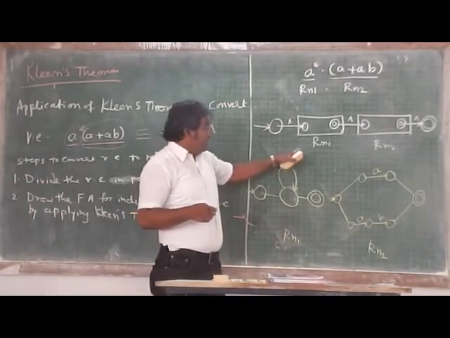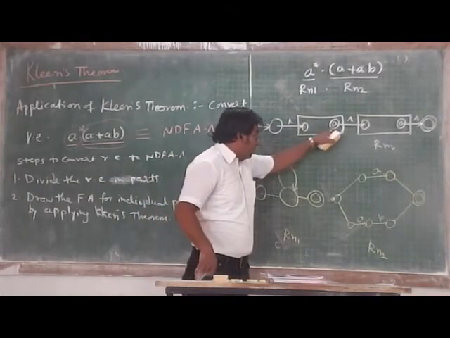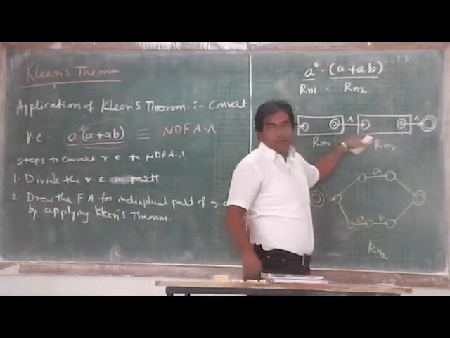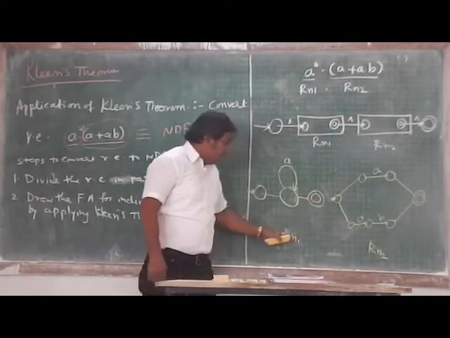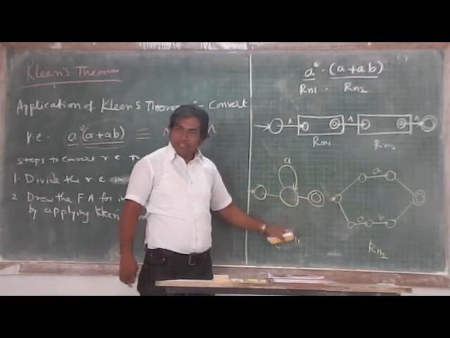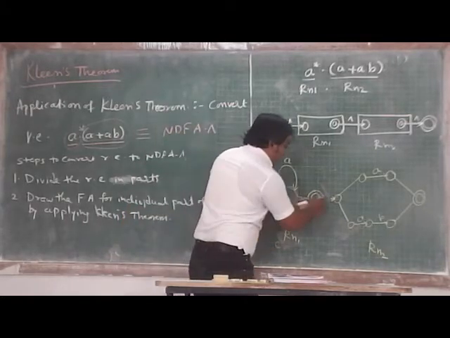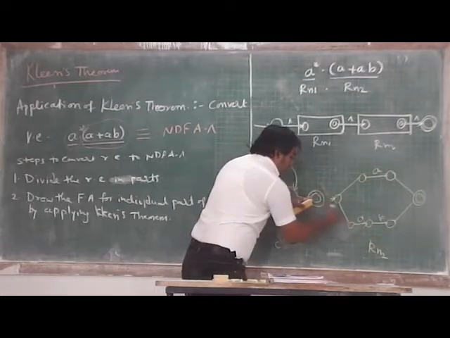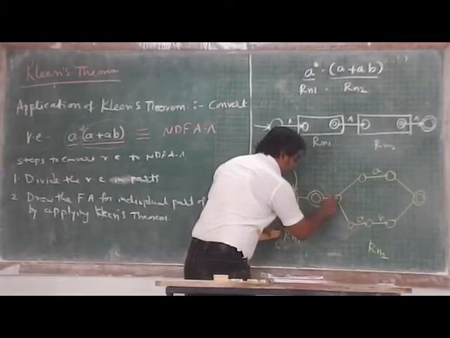So what is said in Kleene's theorem, if you want to connect two automata, the final state of Rn1 you need to connect with the initial state of Rn2. Okay? So do the same. What is the final state of Rn1? This is the final state of Rn1. Then you connect with the initial state of Rn2. This is the initial state of Rn2. Connected by null moves. I can indicate it by some display.